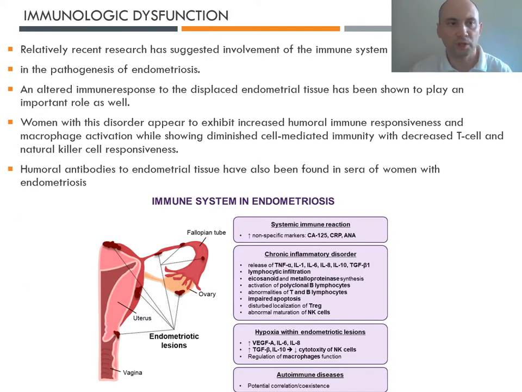Immunological dysfunction. Relatively recent research has suggested involvement of the immune system in the pathogenesis of endometriosis. An altered immune response to the displaced endometrial tissue has been shown to play an important role as well. Women with this disorder appear to exhibit increased humoral immune responsiveness and macrophage activation, while showing diminished cell-mediated immunity with decreased T-cell and natural killer cell responsiveness. Humoral antibodies to endometrial tissue have been found in sera of women with endometriosis.